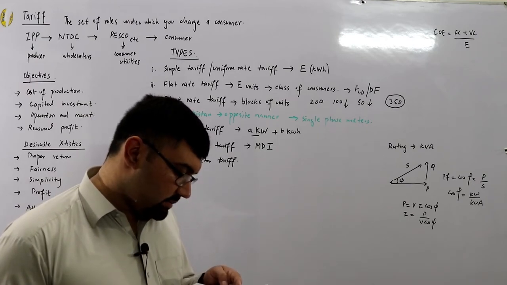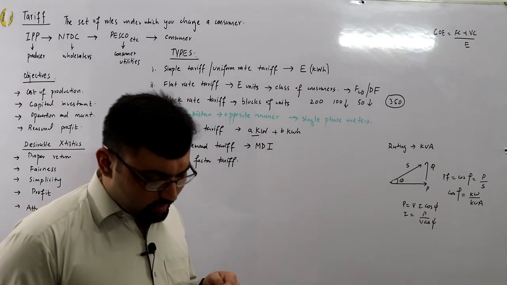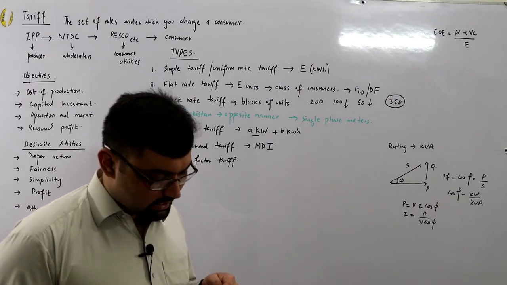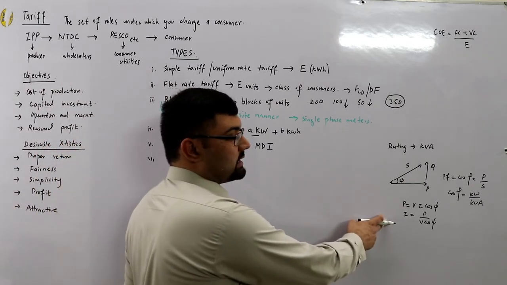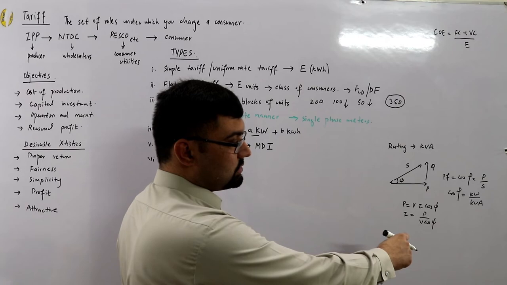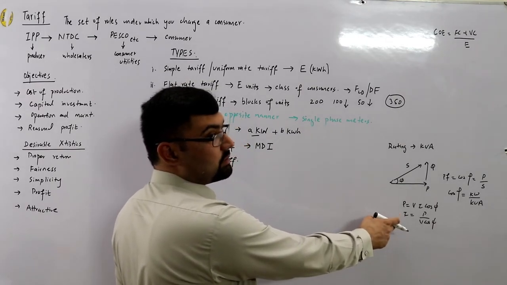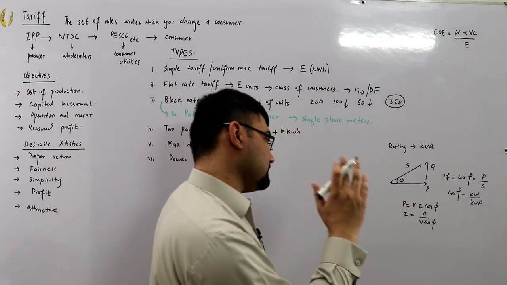What is it talking about? A low power factor increases the rating of the station equipment and the line losses. So line losses you have understood, right? If the power factor is reduced, the current would increase. Current increase means the line losses would increase.